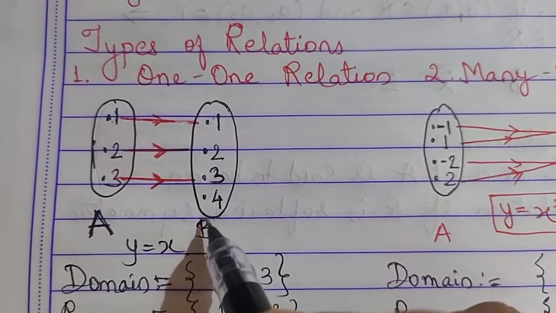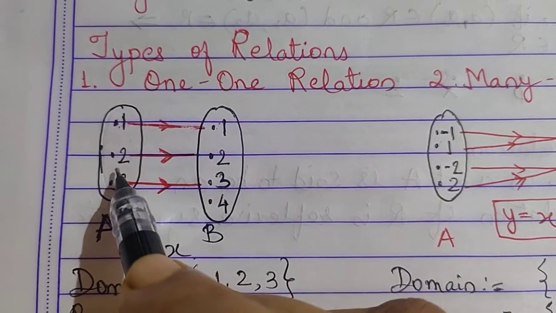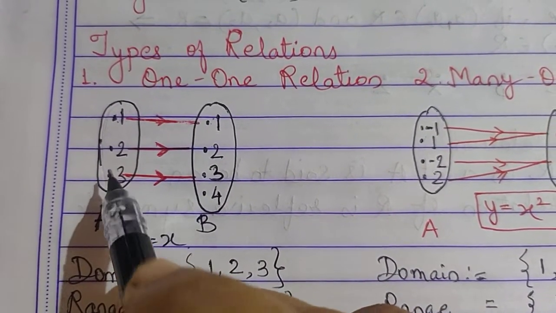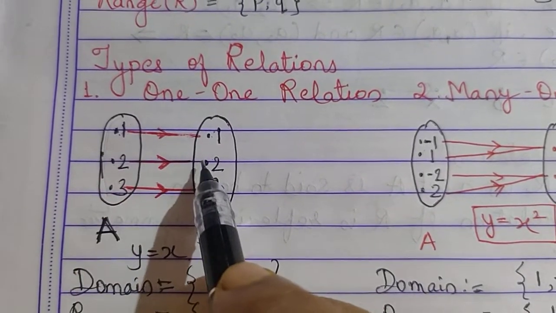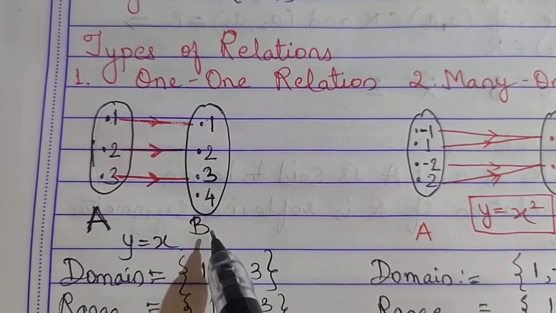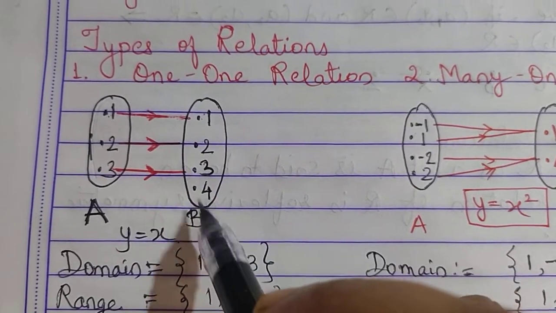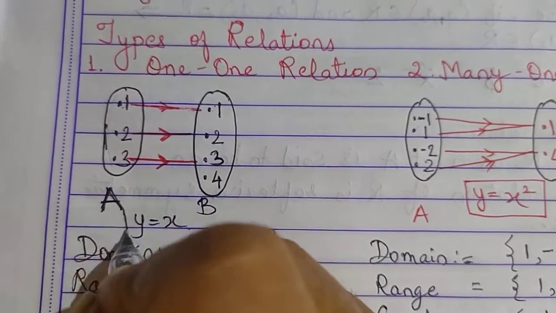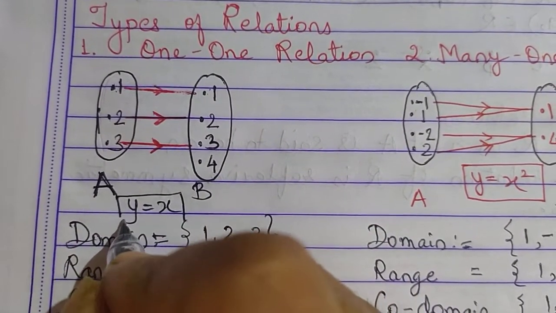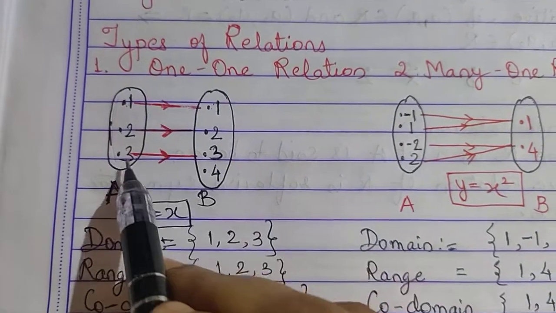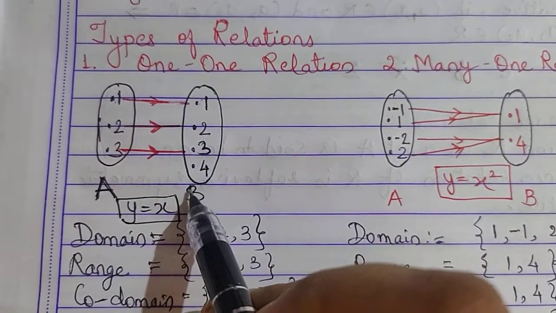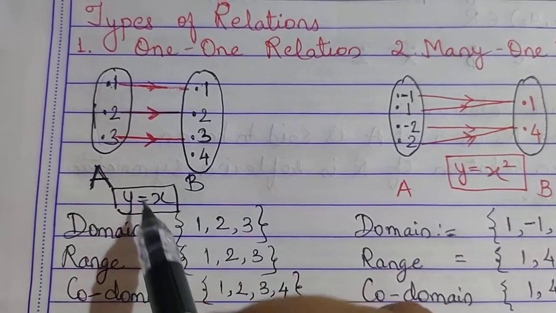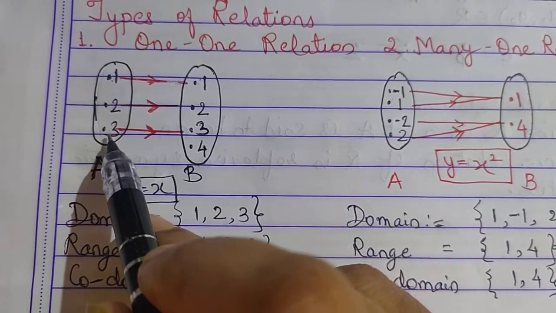Okay, the elements in the set B should not have the same pre-image in the set A. So each element has a unique image in the set B. This relation is called a 1-1 relation. Here we can represent that relation as y is equal to x. y are the elements in the set B and x the elements of the set A. So we can relate the elements as y is equal to x.